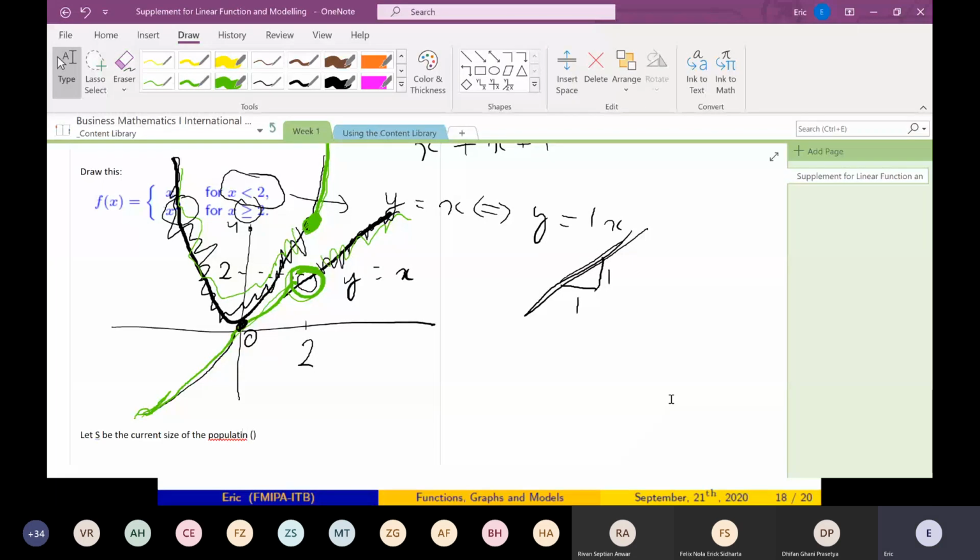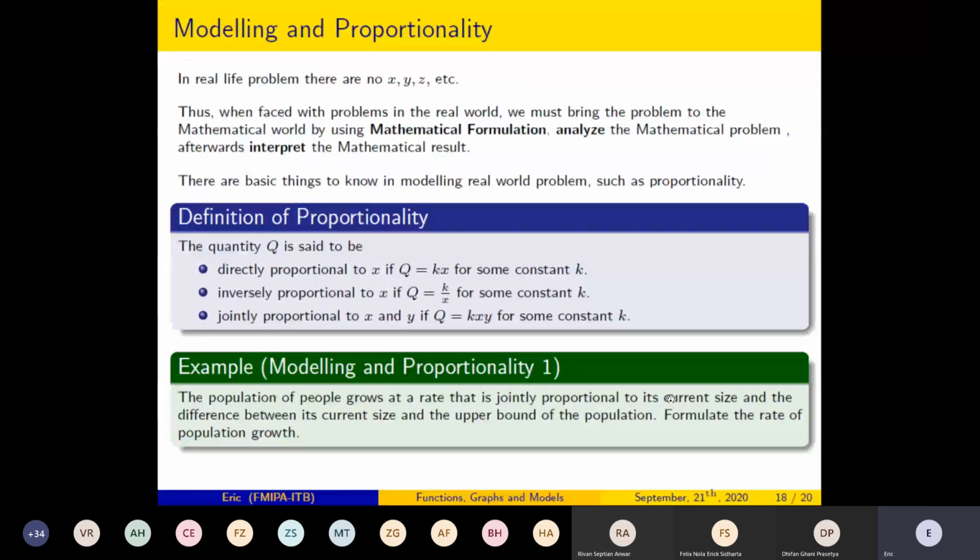Usually you have some units on it, 100 people, 1,000 people, 100,000, and so on. But in this case, there is no unit.